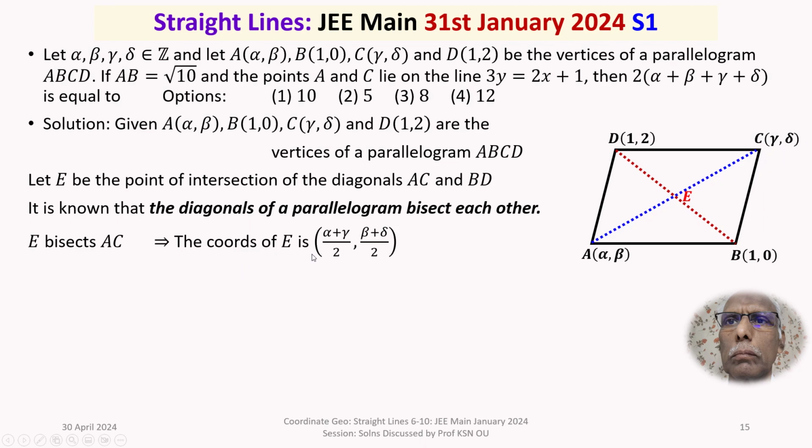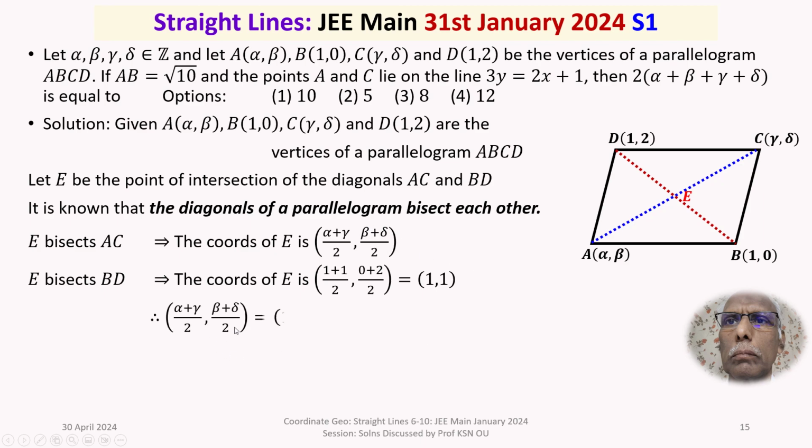E bisects AC. The coordinates of A are alpha comma beta, the coordinates of C are gamma comma delta. Bisects means use the midpoint formula. It will be alpha plus gamma by 2 comma beta plus delta by 2. E bisects BD, and using the midpoint formula, that is 1 plus 1 by 2 comma 0 plus 2 by 2, that is 1 comma 1. E is the same point, therefore they must have the same coordinates. So equating them, alpha plus gamma by 2 comma beta plus delta by 2 is equal to 1 comma 1.